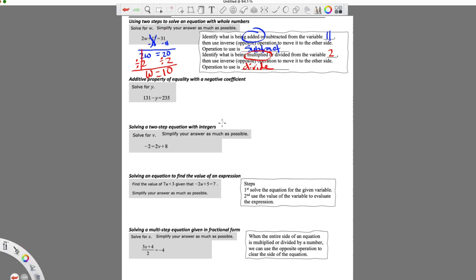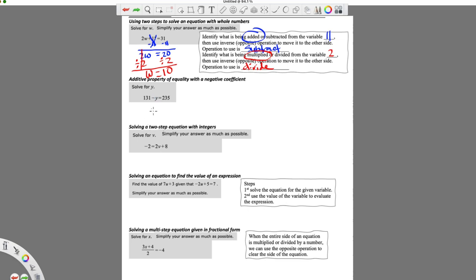All right, so we're going to do the additive property of equality with a negative coefficient. So when I hear additive property, it means I'm either going to add or subtract to solve this problem, but I have a negative coefficient. And what that means is, with negative y, when I see this 131 minus y, there's actually a 1 here. So the negative coefficient is this negative 1. So we are going to have to do something with that.